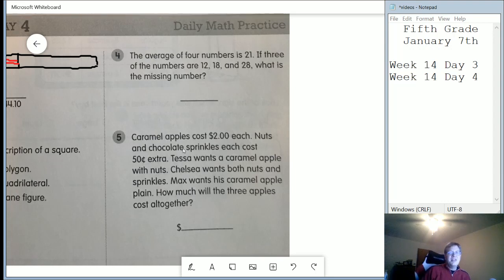And then number 5, caramel apples cost $2 each. Nuts and chocolate sprinkles each cost 50 cents extra. Tessa wants a caramel apple with nuts. Chelsea wants both nuts and sprinkles. I've never thought about doing chocolate sprinkles with that, but okay. And Max wants his caramel apple plain. How much will the 3 apples cost together? So you're going to have to do a couple different things to figure out the cost of each individual person's order and then add all of those together.